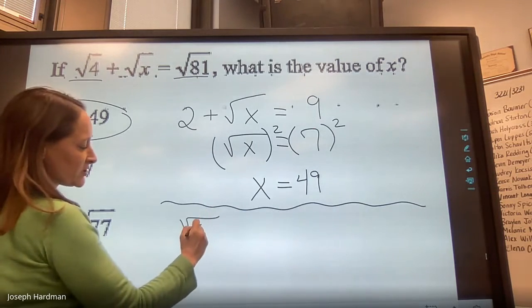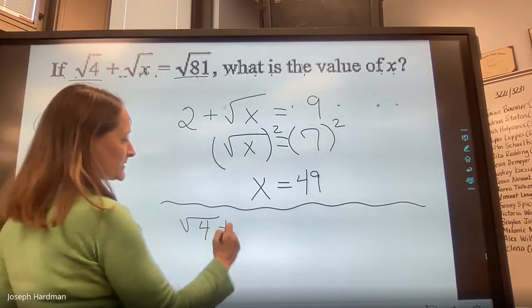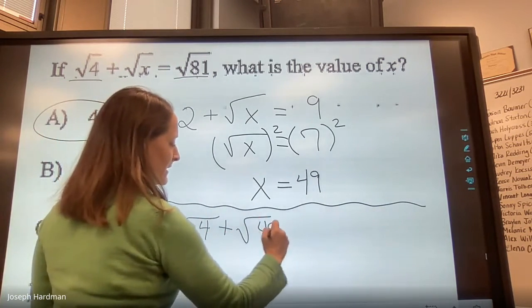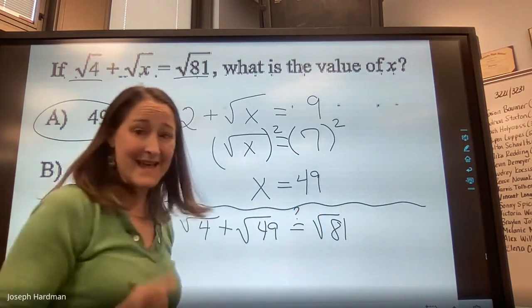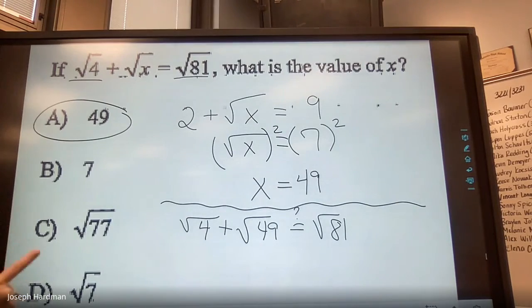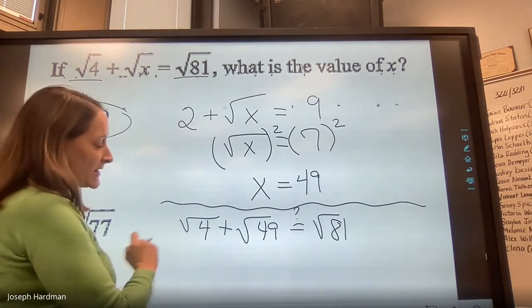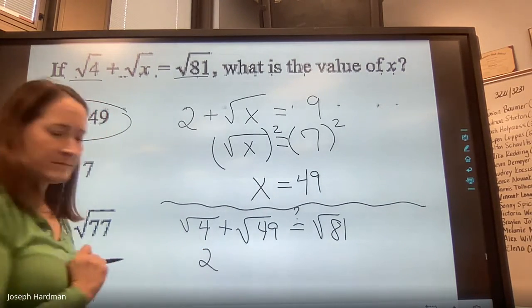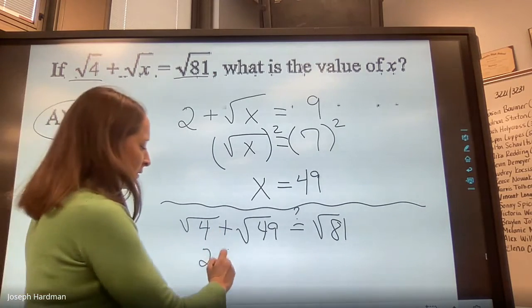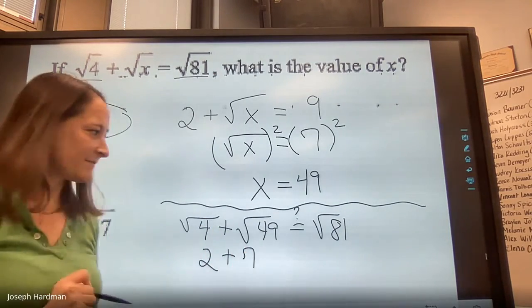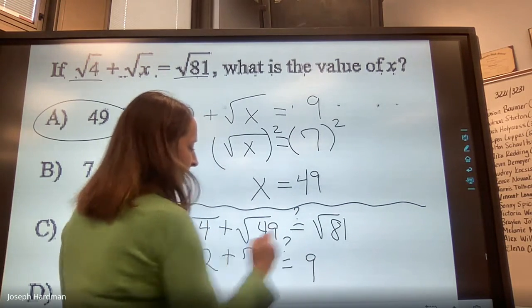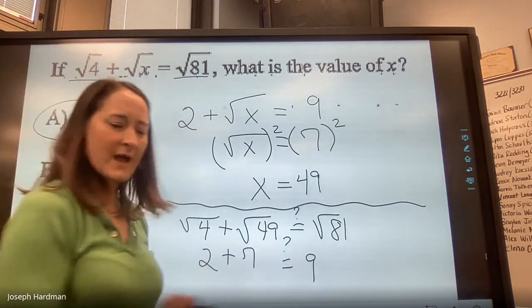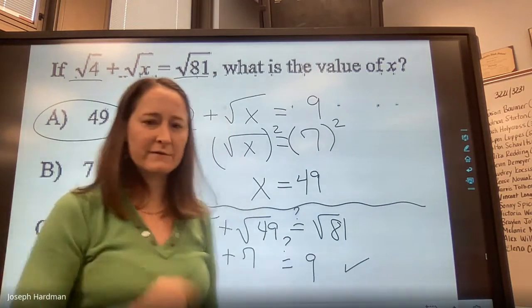And so here's the original problem. The square root of 4 plus the square root of 49 equals the square root of 81. So that's my question. Is that true? And so I'm going to go through and evaluate, what is the square root of 4? That's 2. What is the square root of 49? That is 7. What is the square root of 81? That's 9. Is that true? Is 2 plus 7 equal to 9? Check.